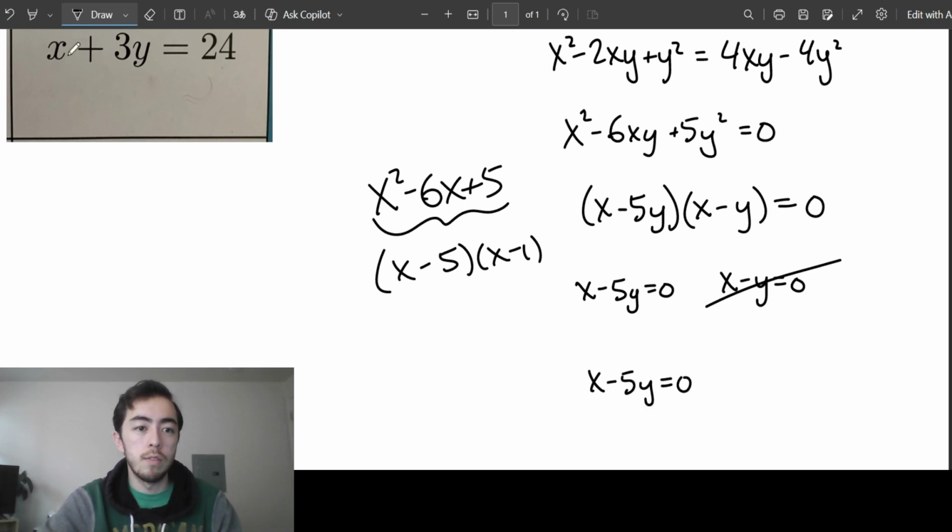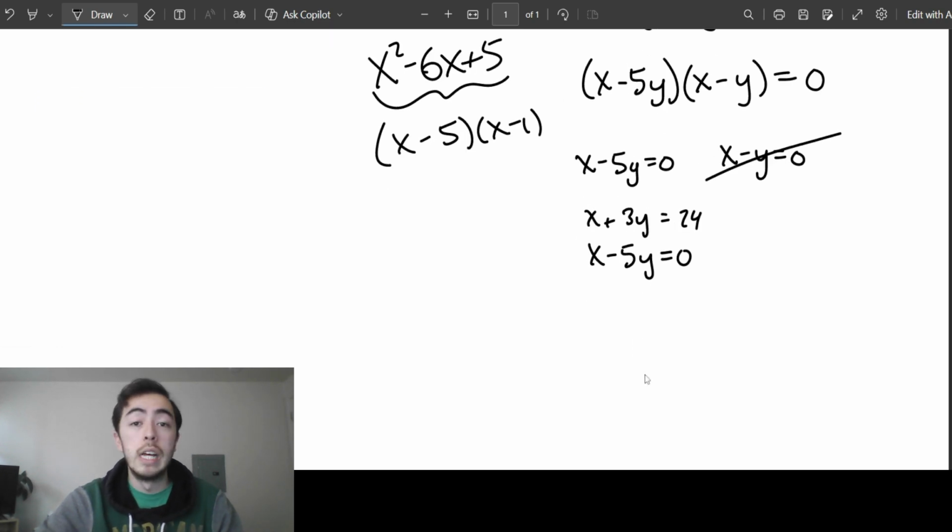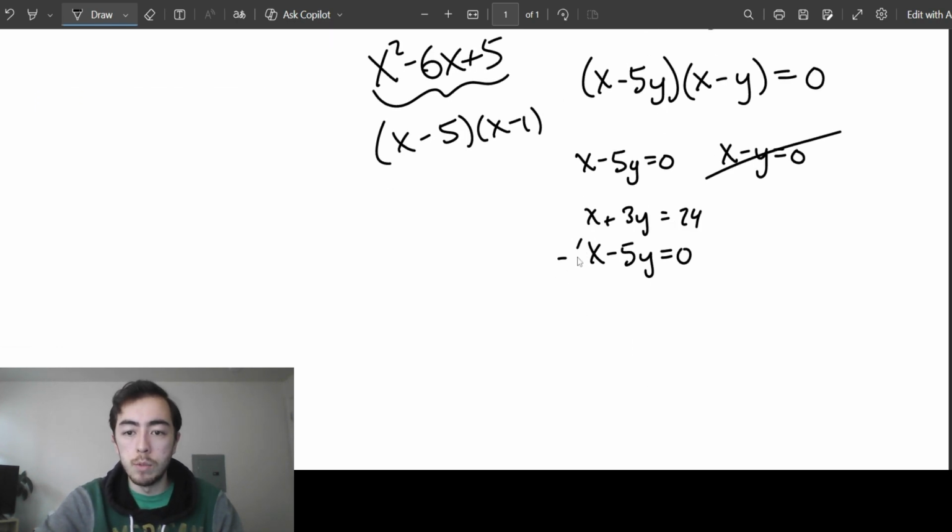Now we can just look at the two linear equations that we have right now. x plus 3y equals 24, and then x minus 5y is 0. Let's do a little elimination. I can subtract one equation from the other. The x's are eliminated, and then 3 minus negative 5y is 8y. This is equal to 24 minus 0, or still 24. So great, y is equal to 3.